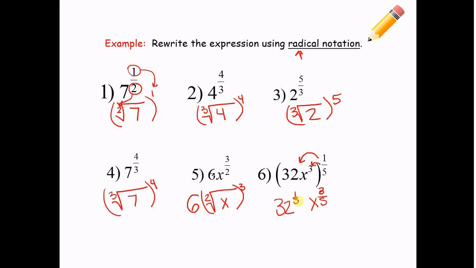32 to the 1/5. If you look on that gold card I gave you, and I'm going to explain a little bit more tomorrow about how to use it. 32 to the 1/5 power. If you look under the 5th power sign, you see 32. Follow to the left, and you will see it's 2. 32 to the 1/5, that's just 2. So we can just leave it like that, and we can simplify this. So this is going to be the 5th root of x to the 3rd power. Just like that.